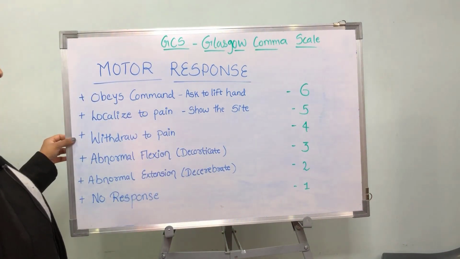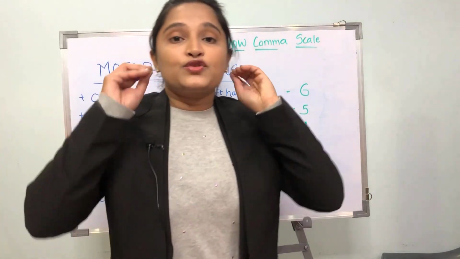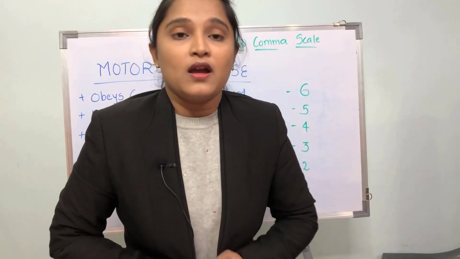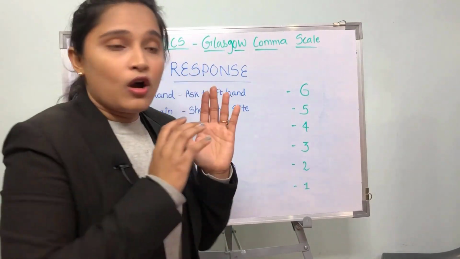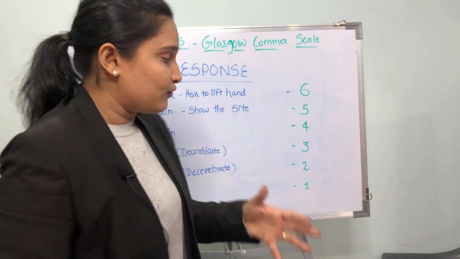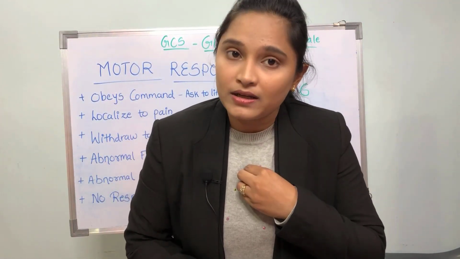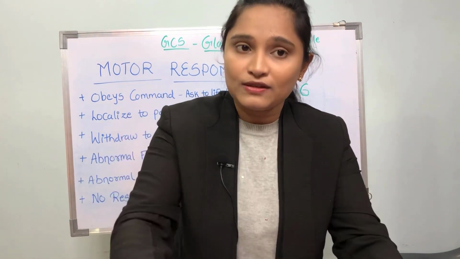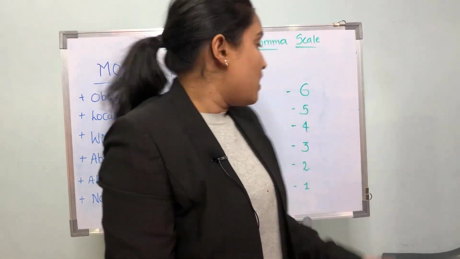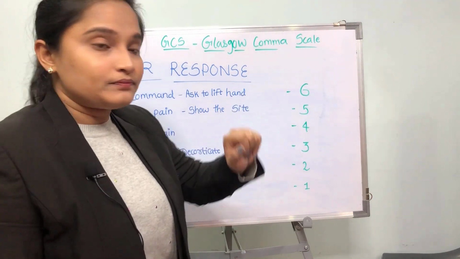If there is withdrawal to pain, the patient will try to remove your hands, or withdraw the site from the pain. If you give pressure at the earlobe or on the sternum, the patient will remove your hands from the pressurized site. The score will be 4.